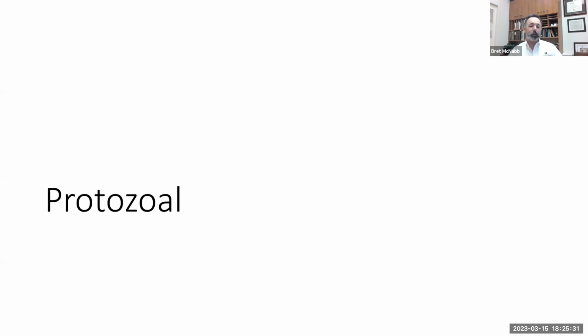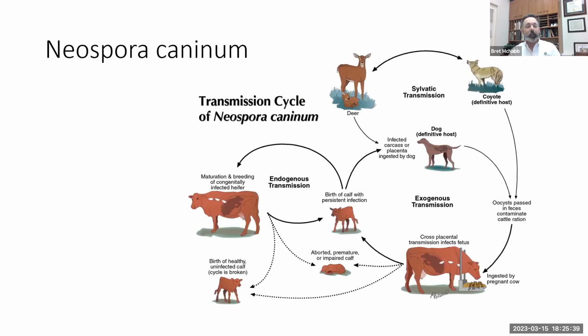Switching gears to protozoal causes. Two main ones to target are going to be Neospora and Trich, which we see in California considerably. The first one is Neospora caninum, or just Neospora, which makes up about 20% of the diagnosed infectious causes of abortion in California cattle. It's an interesting life cycle. So dogs are the main host.